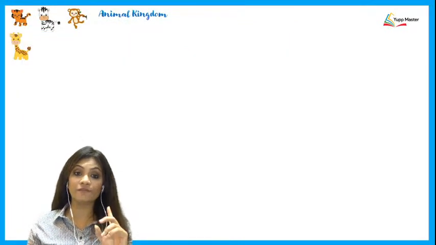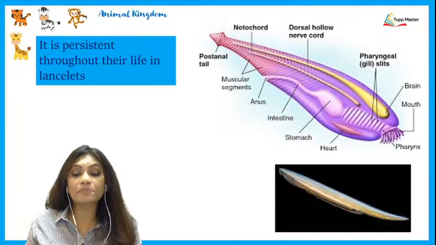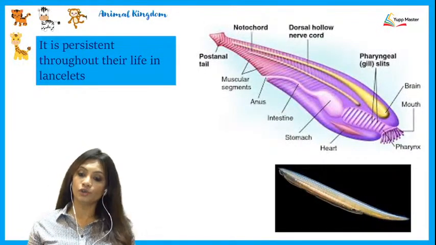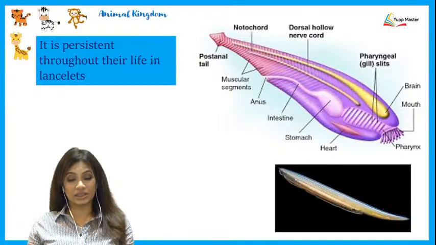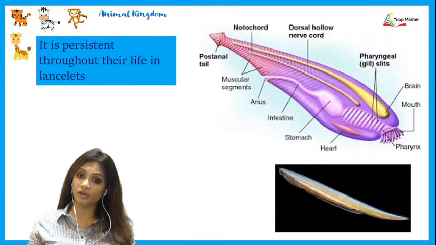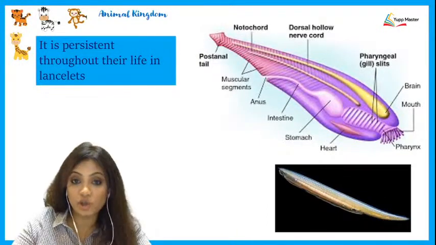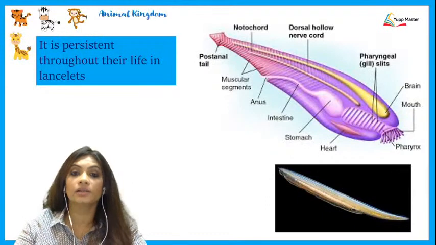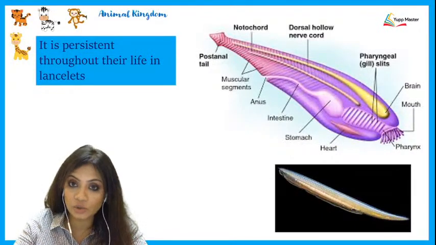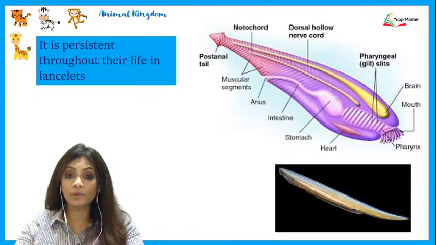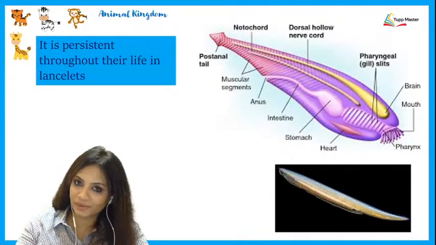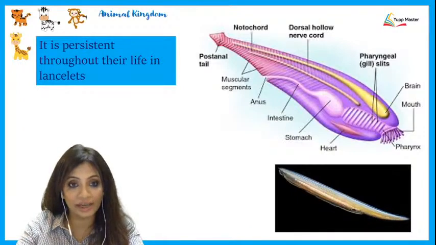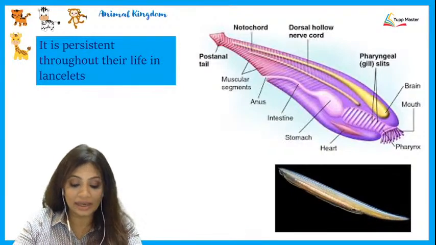Remember, the notochord is a flexible structure. It is persistent. Generally we would assume that the notochord would eventually give rise to a vertebral column. But that's not true in the case of all organisms. Sometimes the notochord remains as a notochord only. Sometimes the notochord just disappears, and sometimes the notochord will develop into a vertebral column. So we see here that in animals like lancelets.